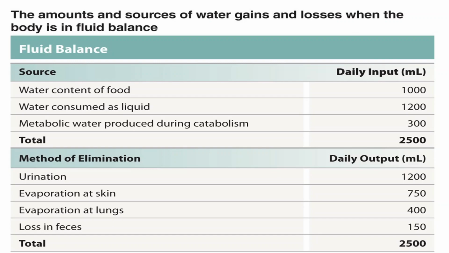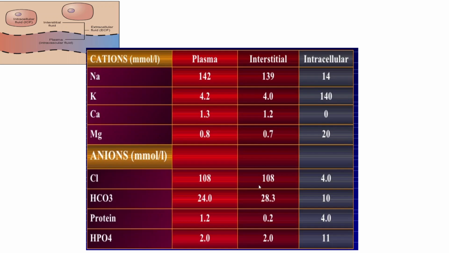The output is in the form of urination or sweating, which is either visible or invisible. Then evaporation in the lungs: as you breathe out, there will be some amount of water in the air breathed out. And the loss in the feces. Whatever quantity is mentioned here is just an average, but on average, around 2.5 liters of fluid is exchanged daily in an adult human body.